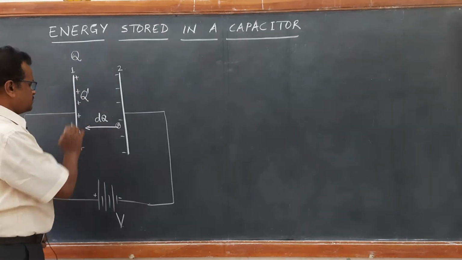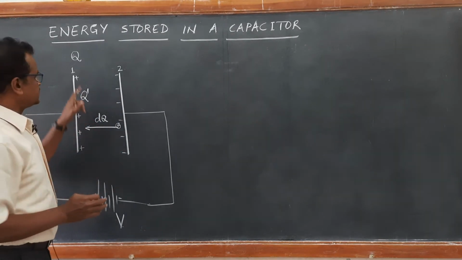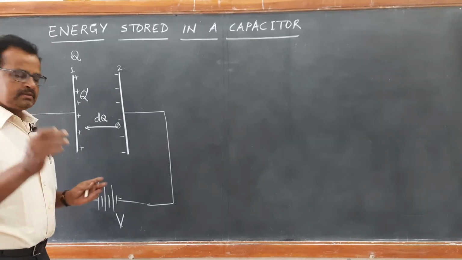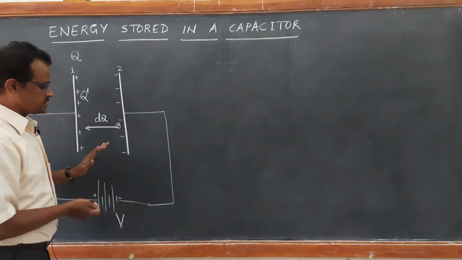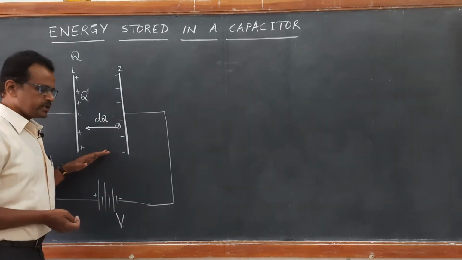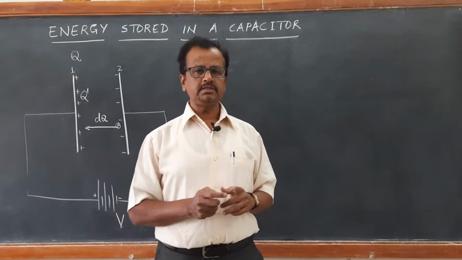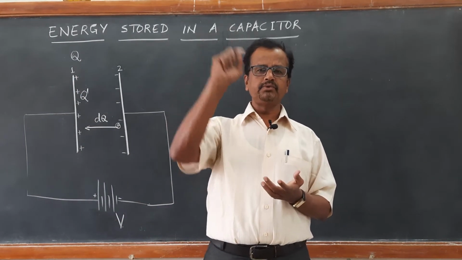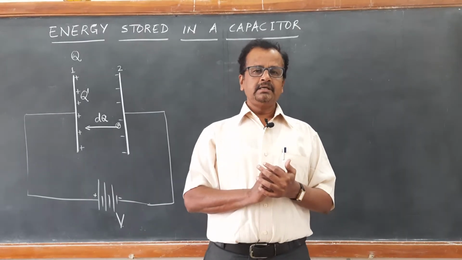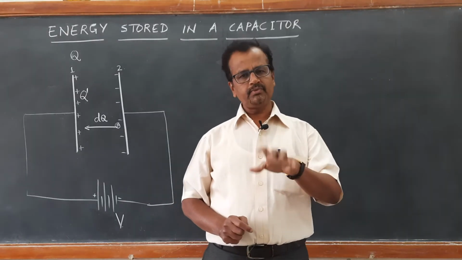Now, suppose the maximum storage capacity of this capacitor is Q. Initially the capacitor does not have any charge, it is an empty capacitor. So we are storing the charge from 0 to Q. The work done in storing this charge from 0 to some maximum value Q is stored in the form of potential energy. That is what we are going to calculate.